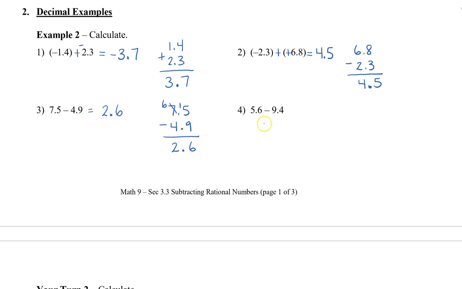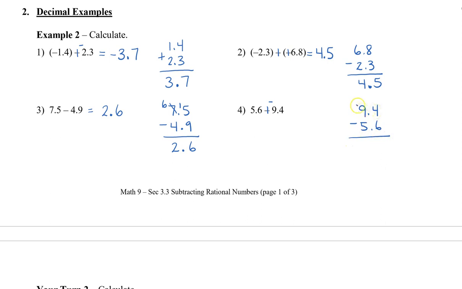Now the last one here, we have 5.6 minus 9.4. So you have a smaller number minus a larger number. You can also think of this as 5.6 plus negative 9.4. In order to do this one, we have a positive number adding a negative number, so we're going to subtract. We take the larger number, place it on the top, and subtract our smaller number.